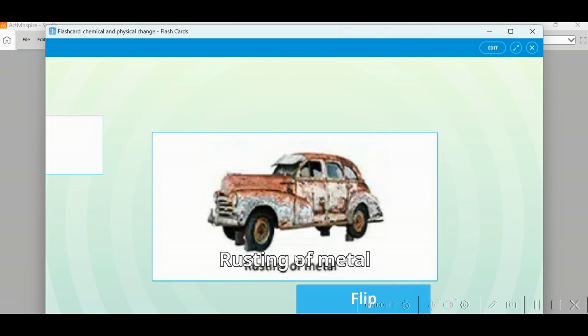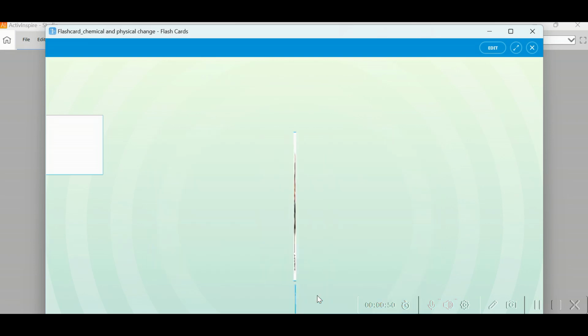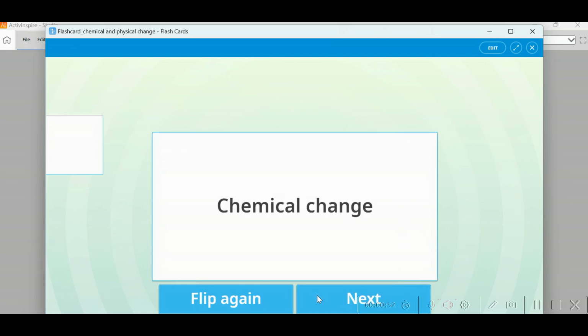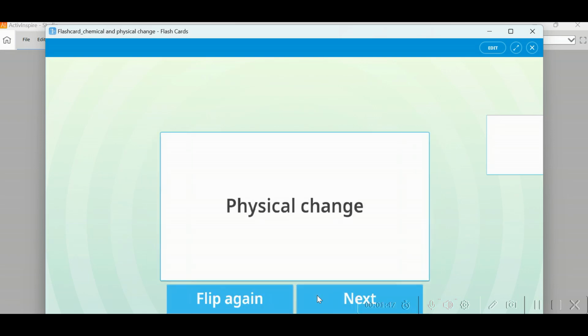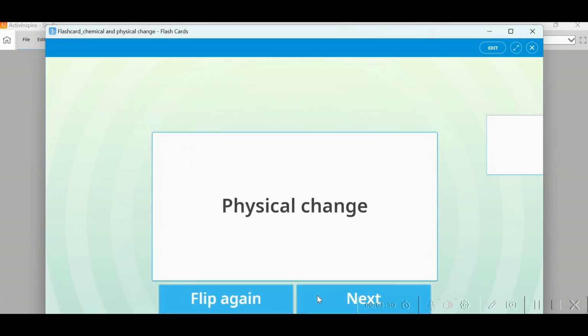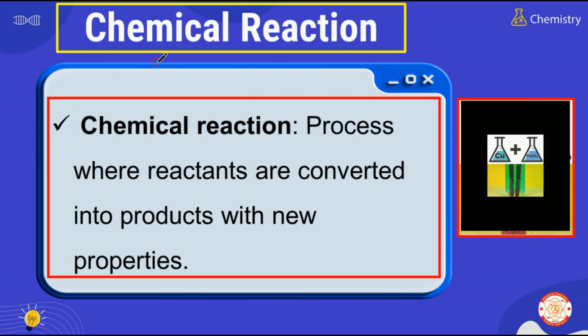So, rusting of metal. Is it a physical or chemical change? Let's see. So the change is chemical change. Cutting of fruits. Is it physical or chemical? The answer is physical change. So now let us see what chemical reaction is.